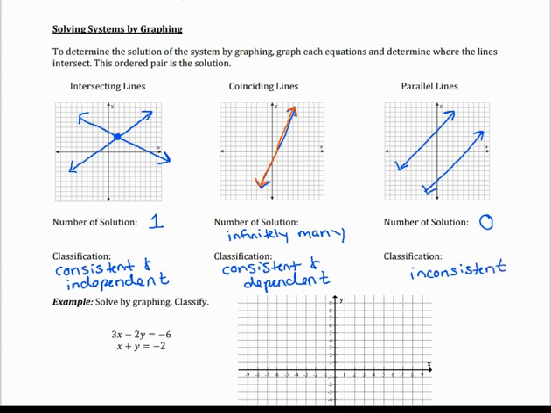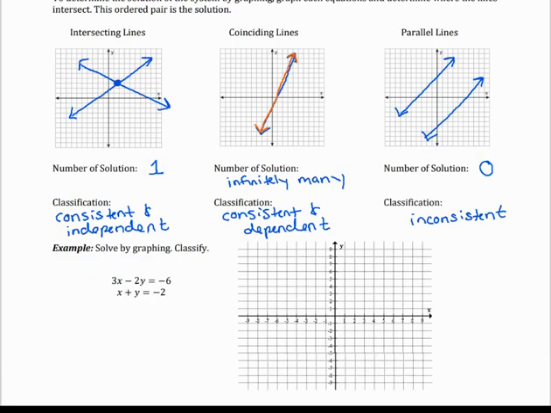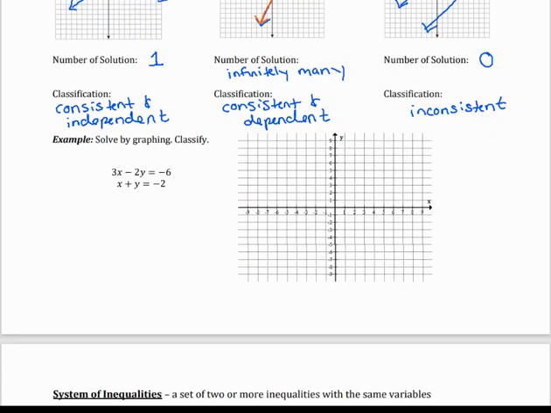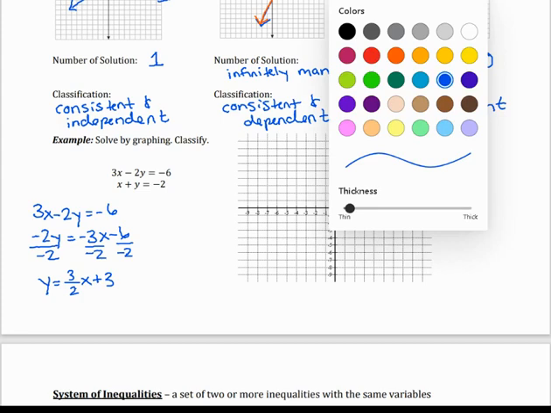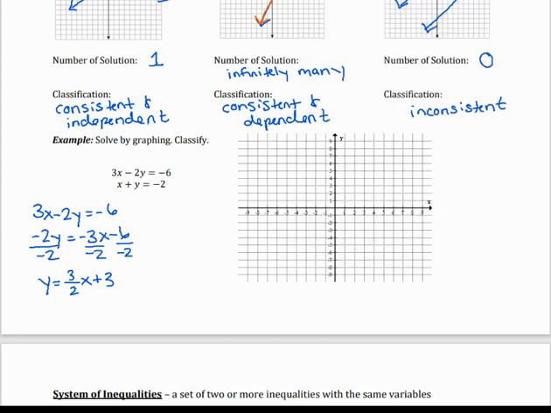Okay, so I'm going to have you practice solving by graphing. I'll set it up for you. We're going to graph our two lines. Remember, we always want to put those in slope-intercept form to graph. So we'll subtract 3x, divide by -2, and y equals positive 3/2 x plus 3. The second line, and I'll put that in orange, is where we'll just subtract x. So we get y equals -x minus 2.